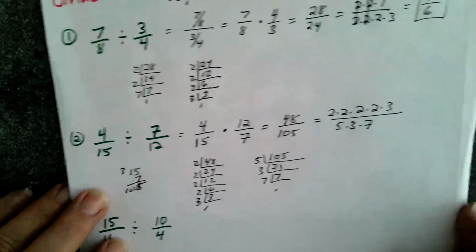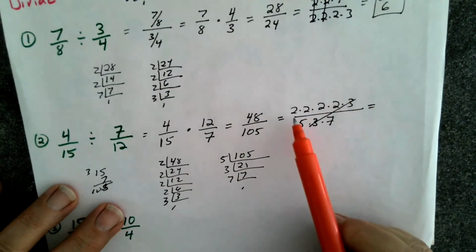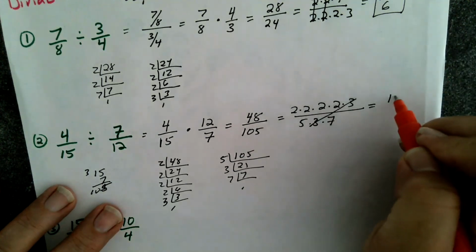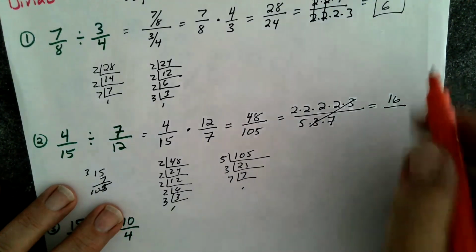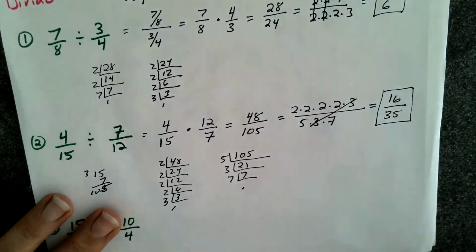So the only numbers that will cancel are the 3's. So I have 2 times 2, which is 4, times 2 is 8, times 2 is 16. So I have 16 over 5 times 7 is 35. So my answer is 16 over 35.